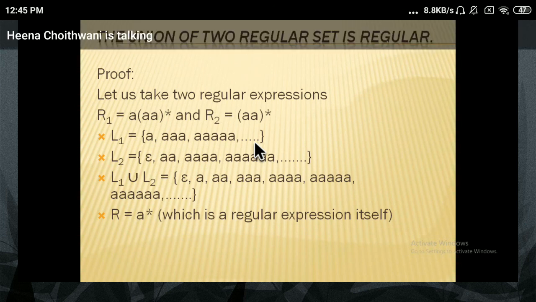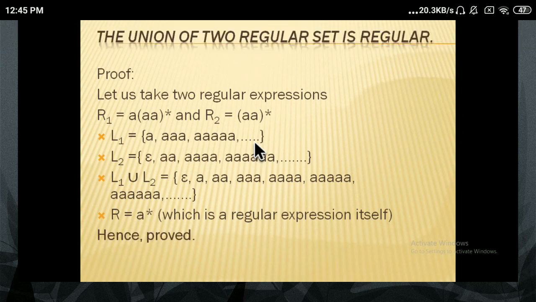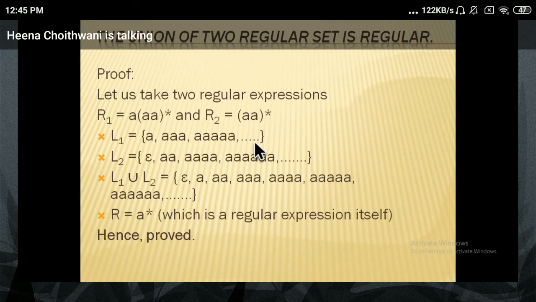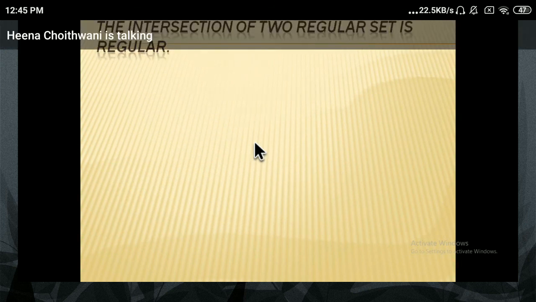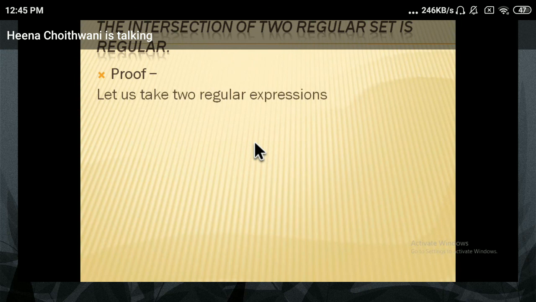Okay, let's move to another proof, intersection. Please take down the screenshot. Intersection of two regular sets is regular. Check it. Let's take two regular expressions. My R1 is A and A star and R2 is double A star.